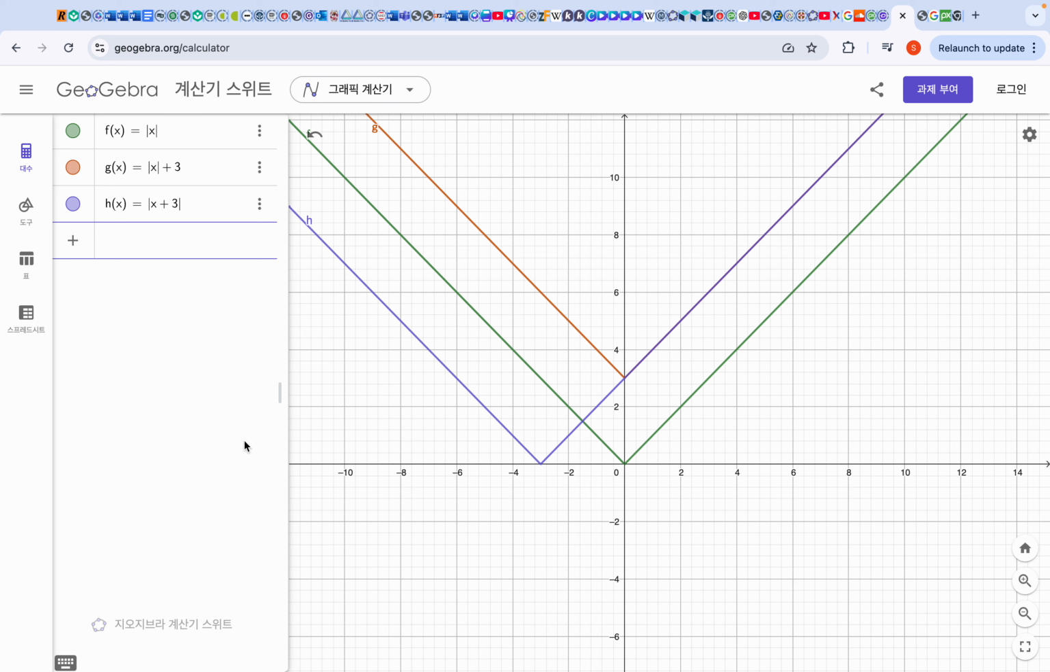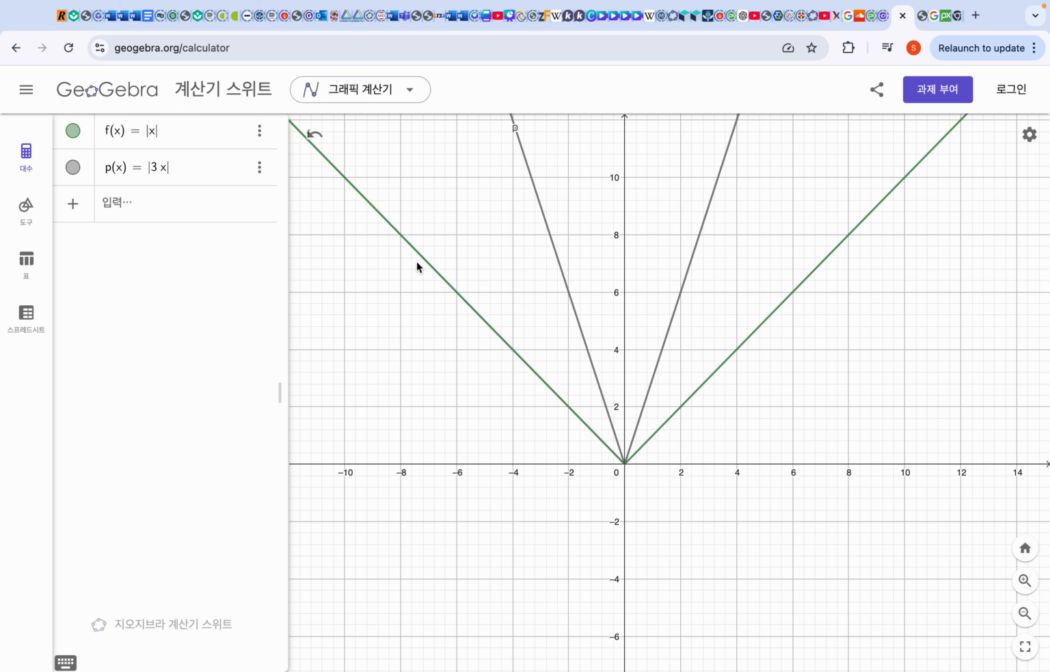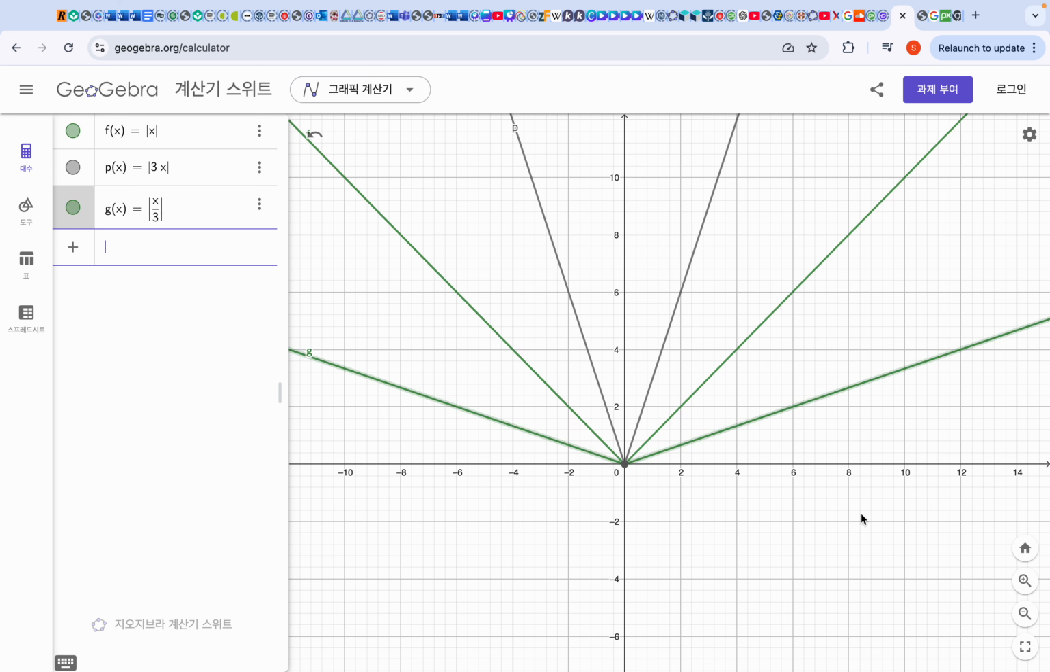Now thinking about multiples that are applied to x. If we have absolute value 3x, wait, let me just delete this so it looks clearer. This should be like this. Since the y values are going to be larger for every x value, of course the graph is going to be tighter than the original, the green graph. If we put something like x over 3, it is going to be a much broader graph.